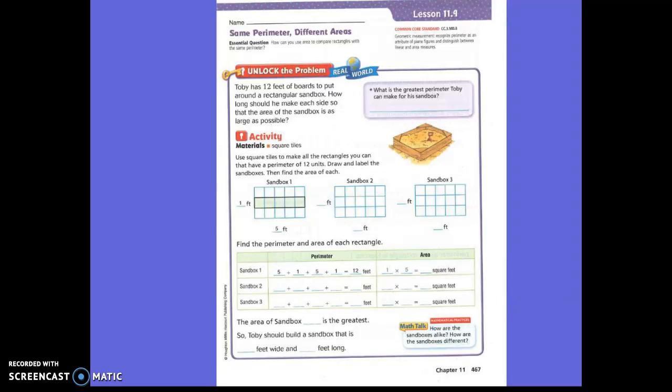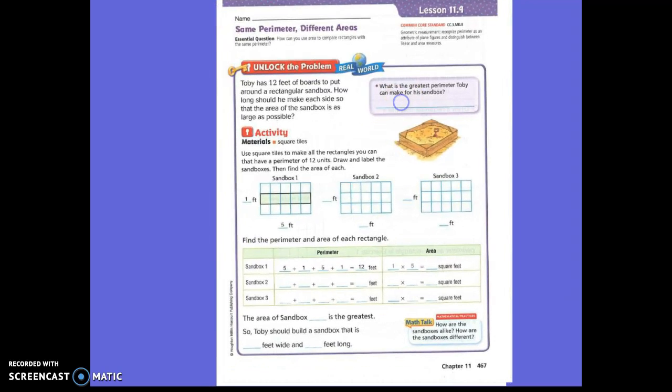What is the greatest perimeter he could make for his sandbox, if he has 12 feet of boards to put around a rectangular sandbox? He has 12 feet of boards. So what is the greatest perimeter that he can have? 12. He can't go over 12. 12 is the biggest amount.